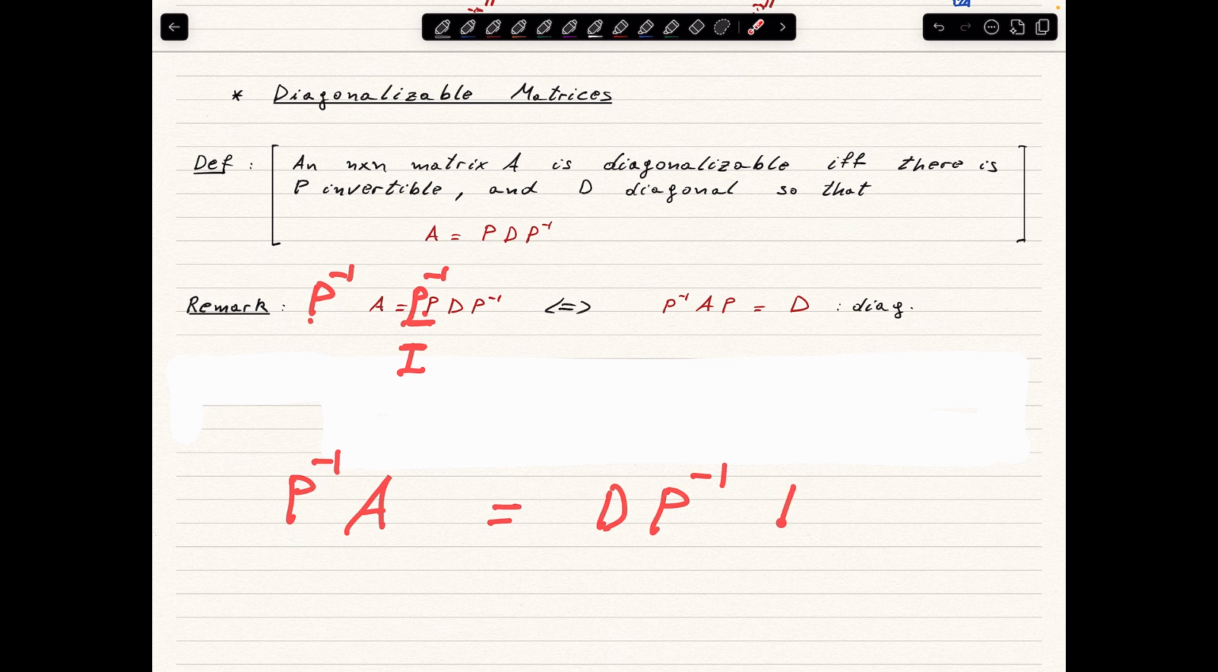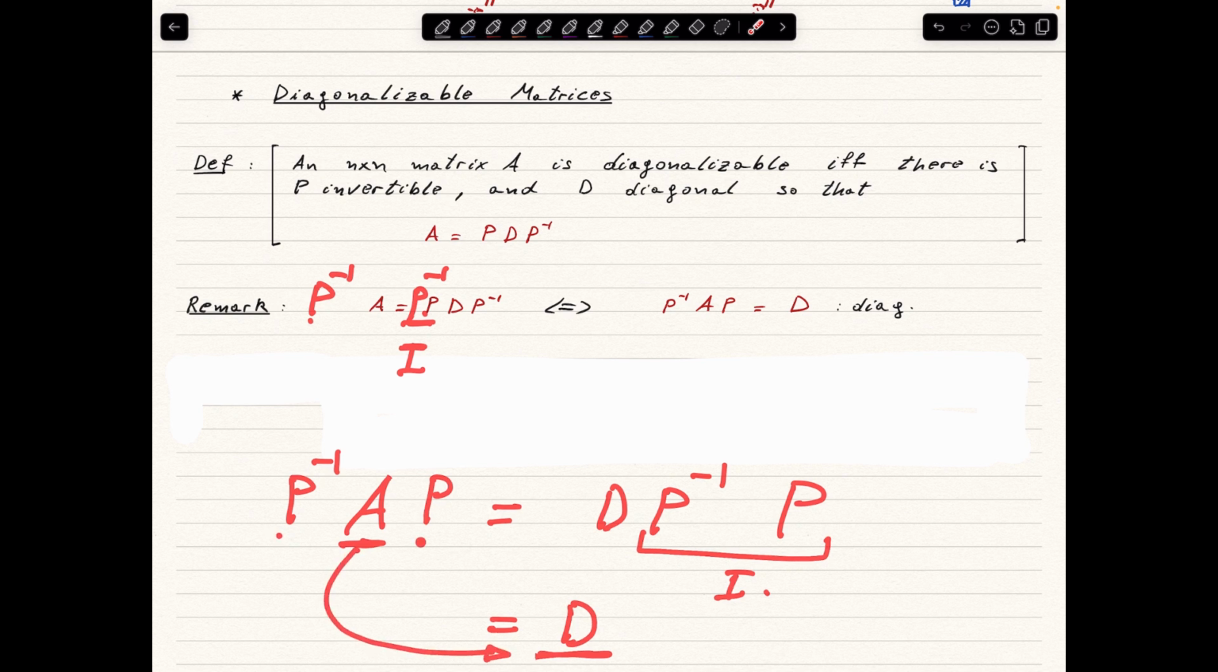inverse. So if we multiply now this equation by P, here we are going to get an identity, and then we end up with the diagonal matrix. So it's very simple to transform matrix A into a diagonal matrix by this multiplication.